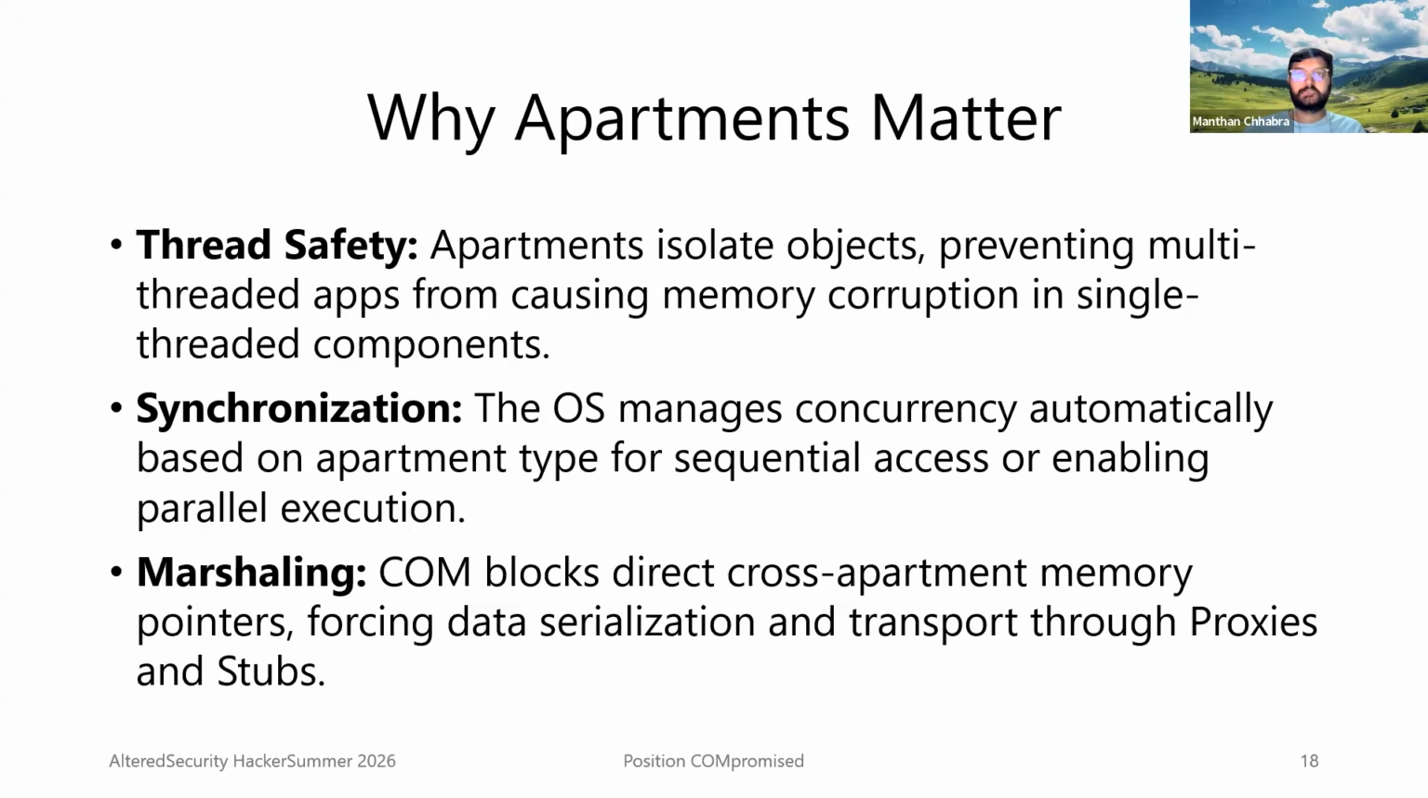The proxy intercepts the data from our client. It serializes this data into a universal stream of bytes, and then it transports it across the apartment boundary. Now, on the server side, in the other apartment, the stub catches that stream on the other side. It unpacks it, and then it executes the call on the destination thread. Now, this translation architecture guarantees that process and threading boundaries are strictly respected. This keeps the complete COM runtime much more stable.